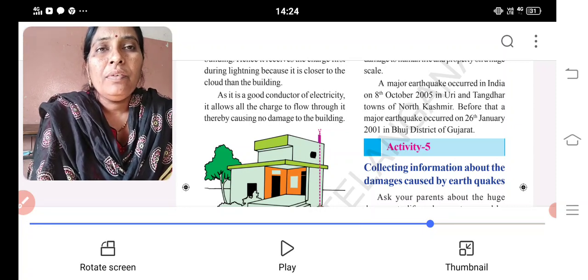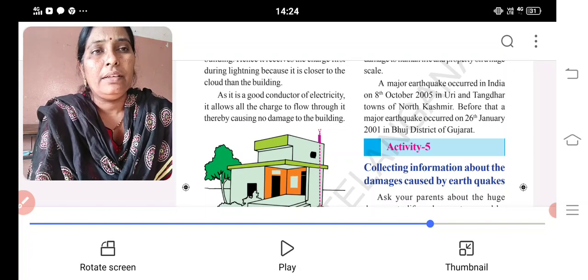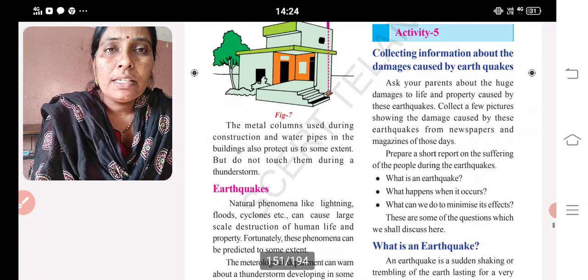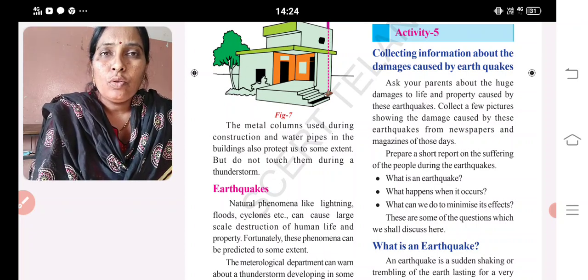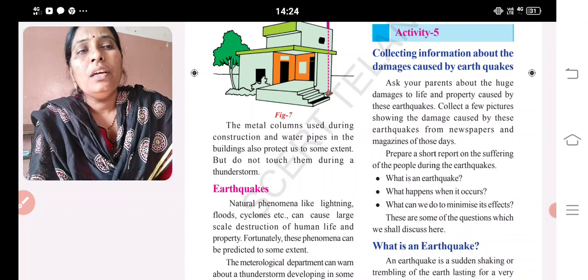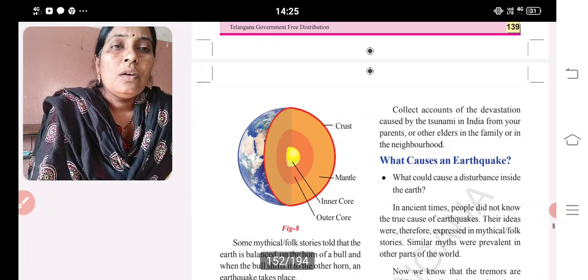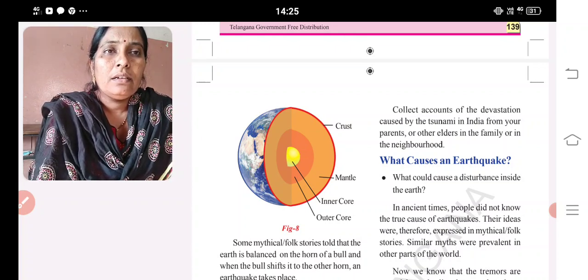So in this way we can save our buildings by placing lightning conductors in our buildings. And the last topic is earthquakes. What is an earthquake? Sudden shaking and trembling of the earth is said to be an earthquake. Our earth is not a flat surface, it consists of 3 layers: crust, core and mantle. Mantle is the middle layer, crust is the outer layer, and the inner layer is said to be the core.